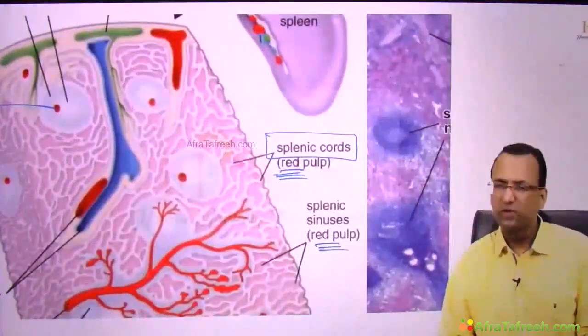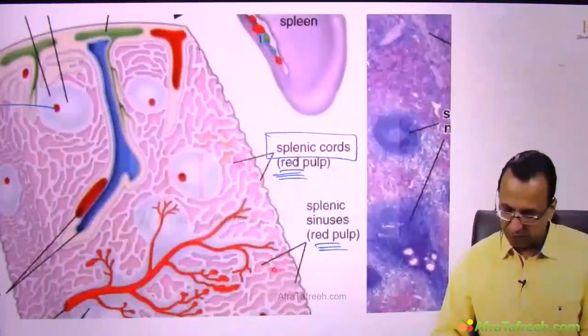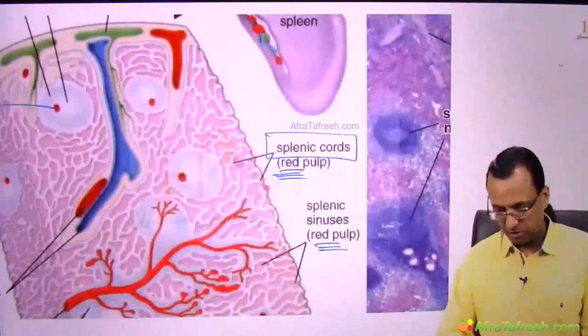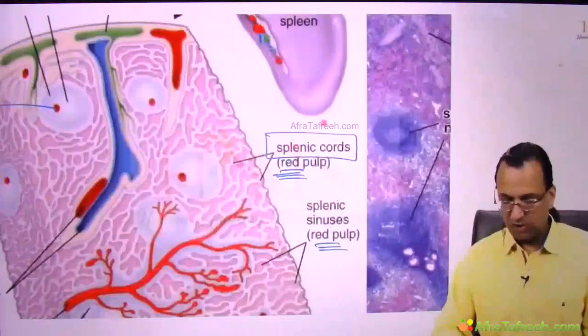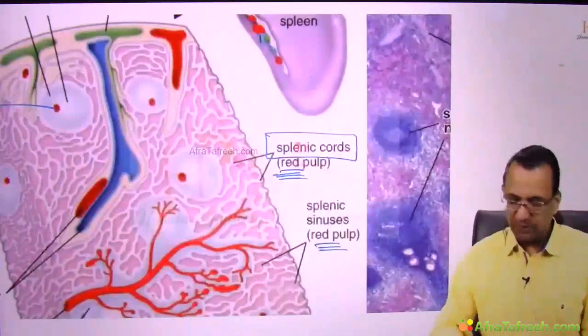I told you red pulp is two things. There are the splenic sinusoids filled with a lot of blood, and intermittently what is there? That is splenic cords of Billroth. Which type of cells are there in splenic cords of Billroth? Reticulocytes making reticular fibers. This is red pulp. Red pulp is two things.